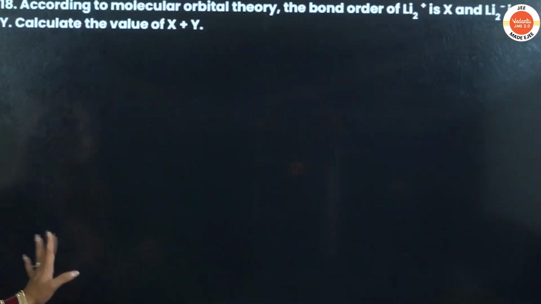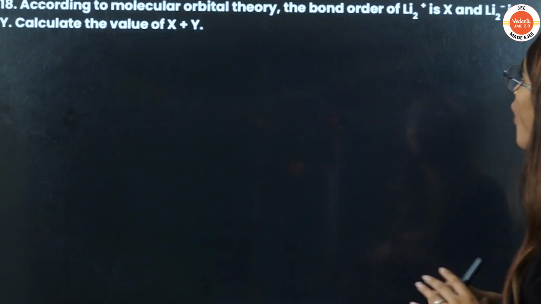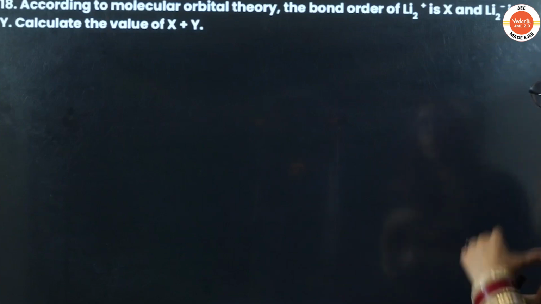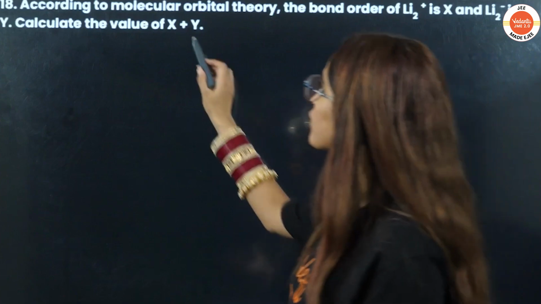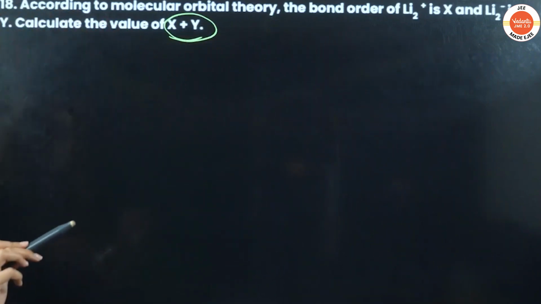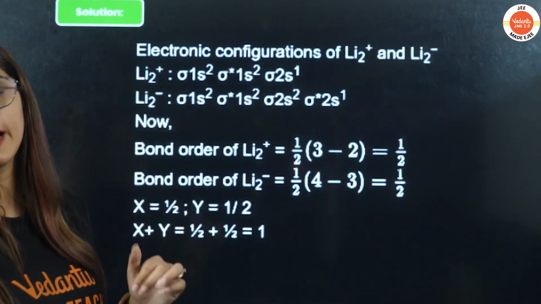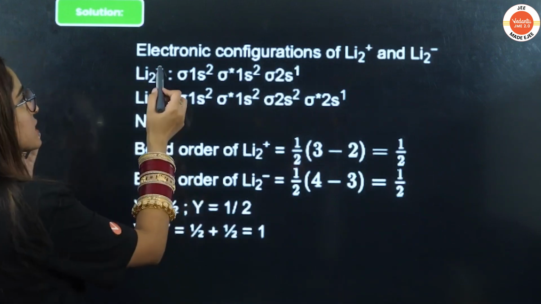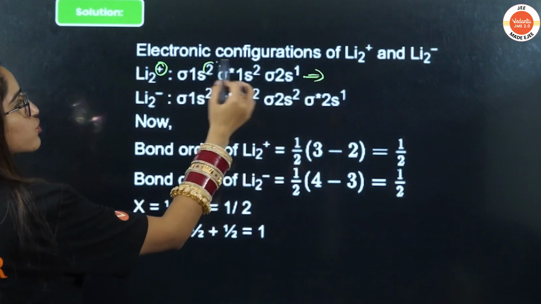Okay. Next is, according to the molecular orbital theory, the bond order of Li2 positive is X and Li2 negative is Y. Calculate X plus Y. Now, lithium is hydrogen, helium, lithium, so it is 3. 3 into 2 is 6. Right? 6 minus 1 is going to be 5. So it is 2, 2 and 1 electron.